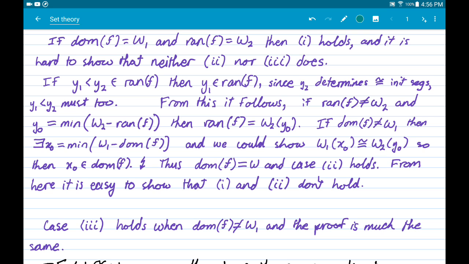So suppose that y1 is less than y2, and y2 is an element of the range of f. We can argue that y1 must also be an element of the range, and we could do that by using the fact that y2, being in the range, there must be some pair, call it x2, y2 if you want, but that these two initial segments are isomorphic. Since y1 is less than that, we get an initial segment of w2 determined by y1. We can use f to backtrack the initial segment in w1 that corresponds to it. They'll be isomorphic, and therefore y1 is in the range.